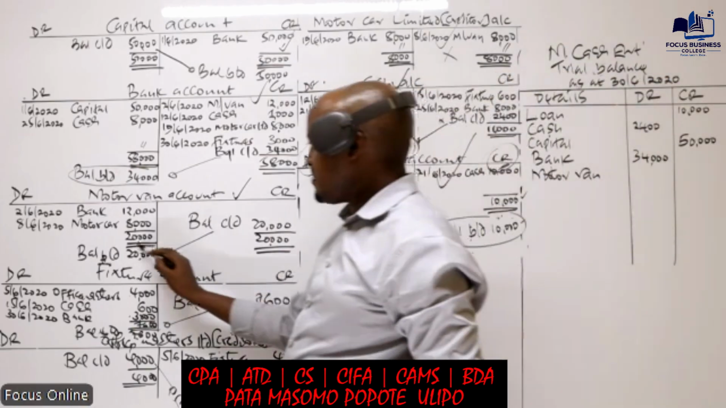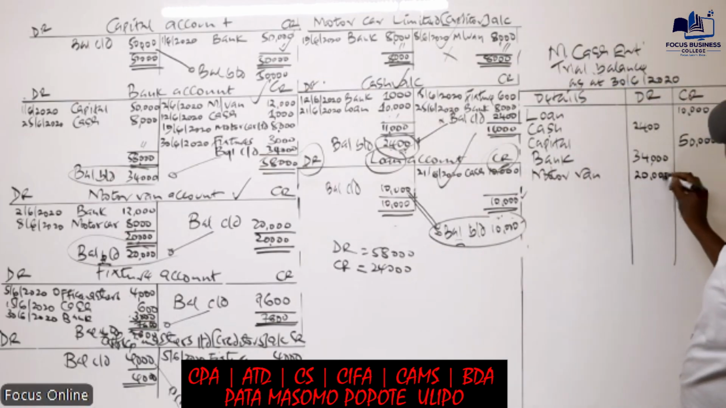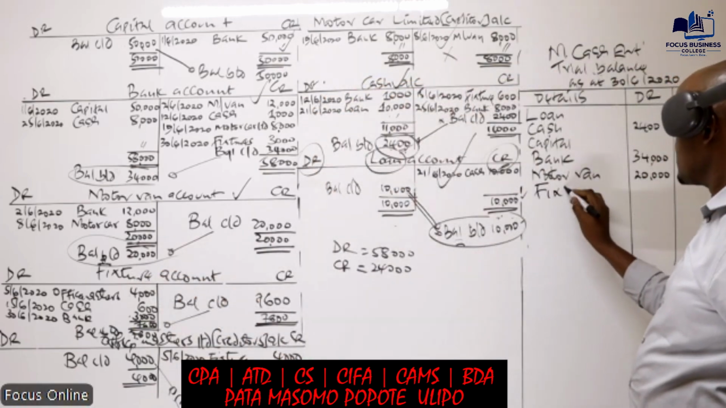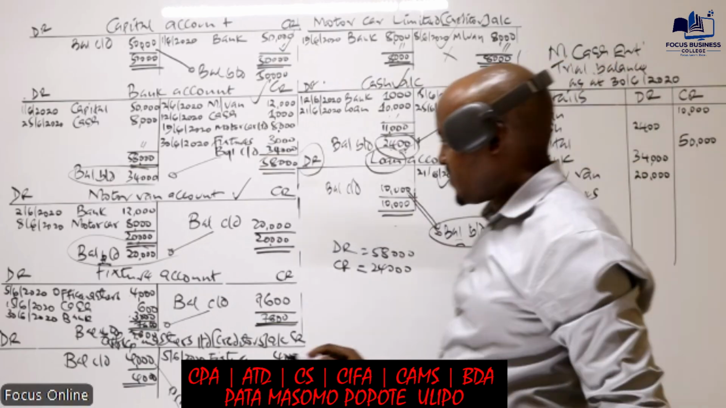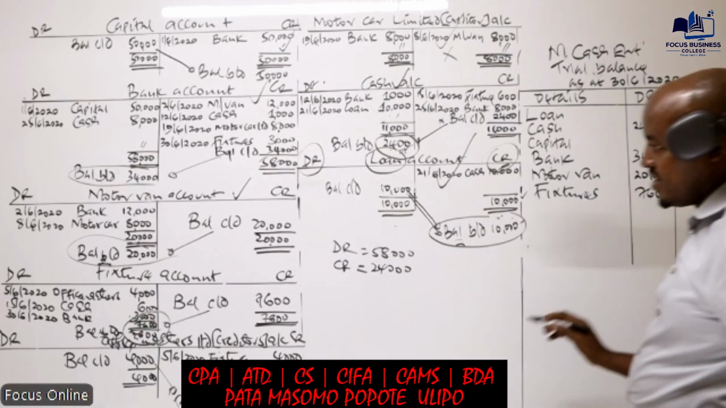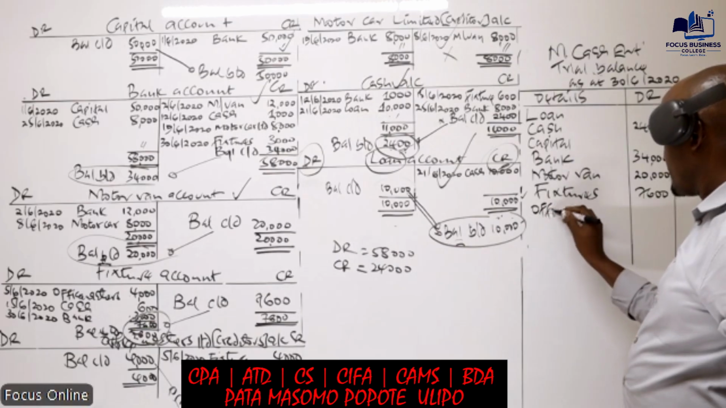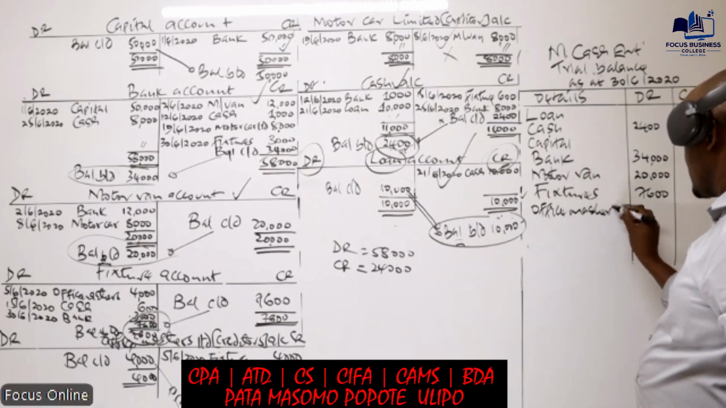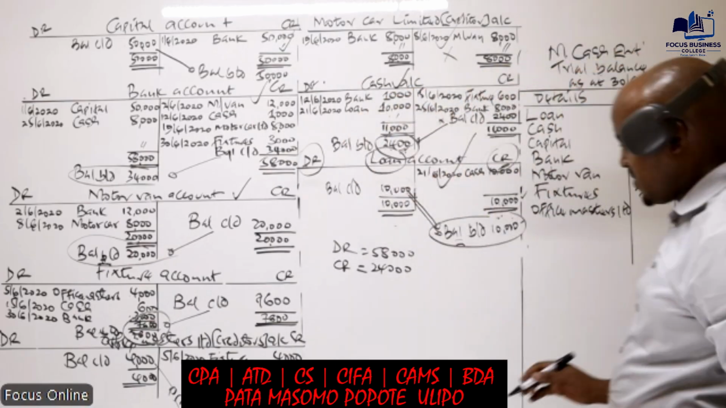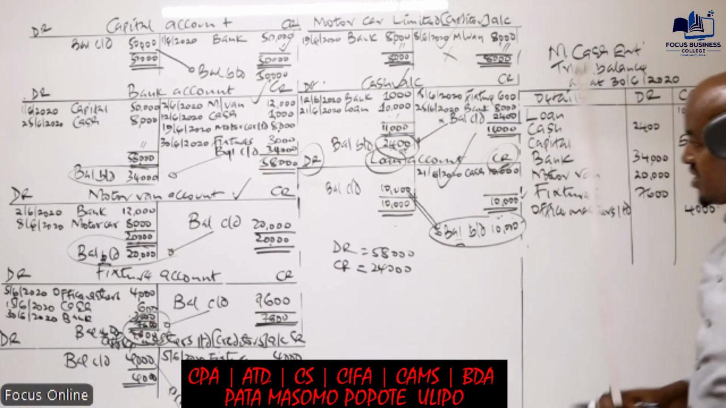So you can see we have a balance brought down, which is a debit balance of 20. Fixtures, we have a debit balance of 76. And finally, we have Office Masters Limited, with a credit balance of 4,000. And I hope you can see we are done.